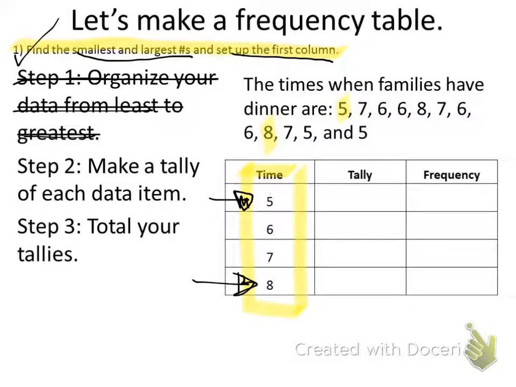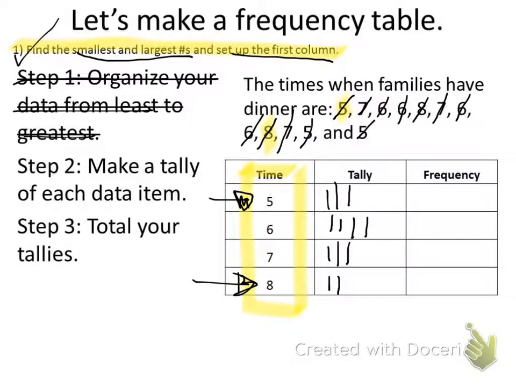Step 2 is make a tally of each data item. What that means is we're going to go through our data, and every time we see that number, we're going to put a tally in our tally section. So our first number is 5, and I've already made our tally, so I'm going to cross it off. Then we have 7, so I put a tally in 7. 6, 6, 8, 7, 6, 6, 8, 7, 5, and 5. Now we're done with step number 2.